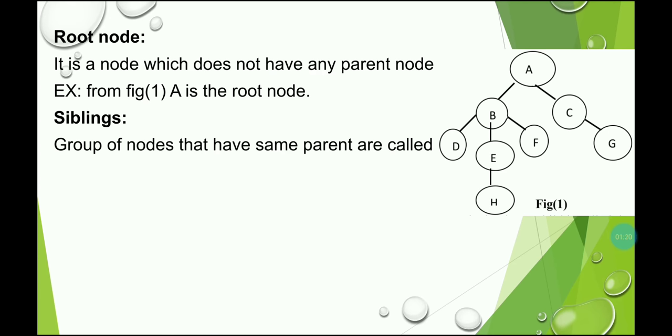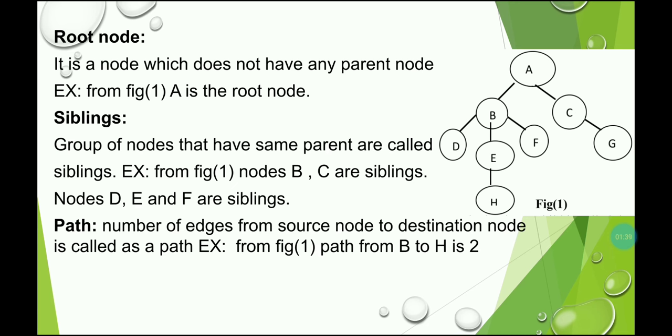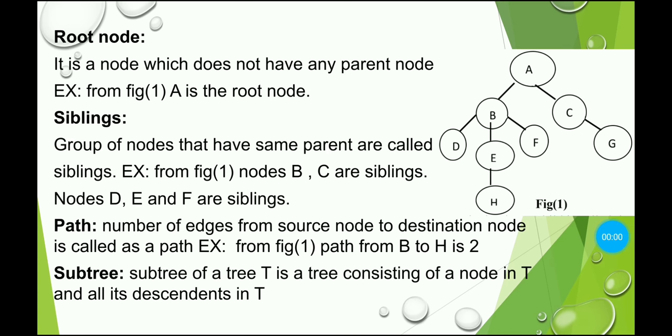Siblings, group of nodes that have the same parent are called siblings. So from figure 1, B and C are siblings, as well as D, E and F are also siblings since their parent is only B. Path, it is the number of edges from source node to destination node. For example, path from B to H is 2. That is, B to E is one edge and E to H is another edge. Subtree of a tree T is a tree consisting of a node in T and all its descendants in T. See, for example, B, D, E, F, H form a subtree. C and G also form another subtree.